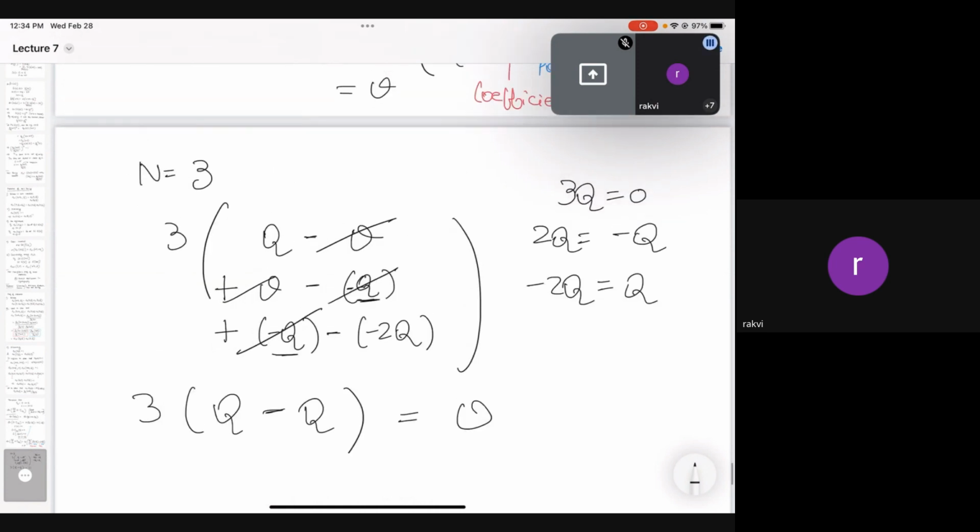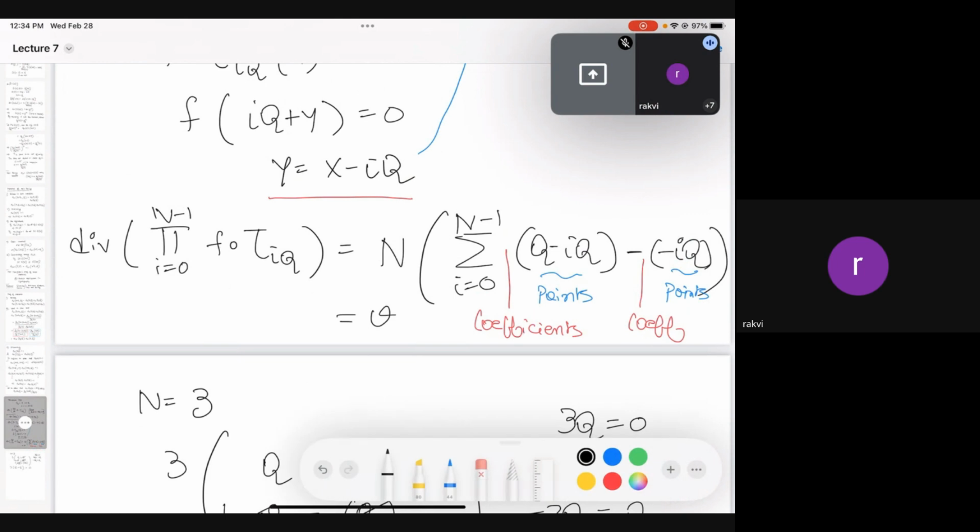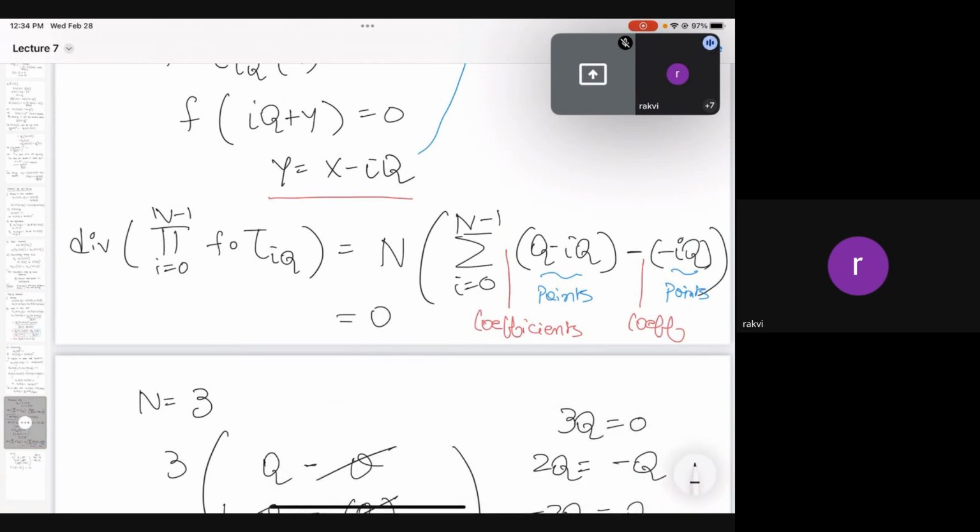So this was just to demonstrate how the cancellation works out. In general, this sort of thing will happen. We'll be left with nothing. We'll get 0 here. The identity is 0.